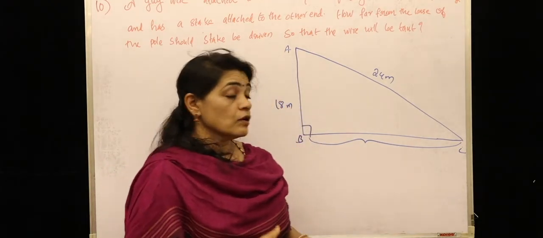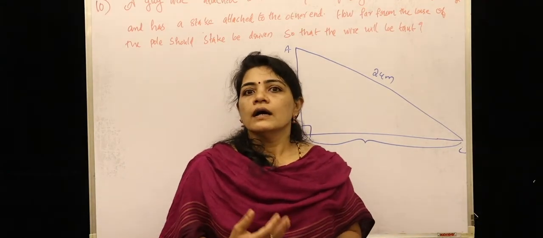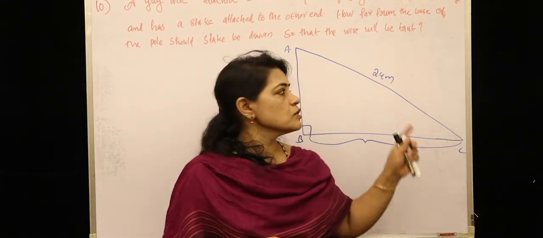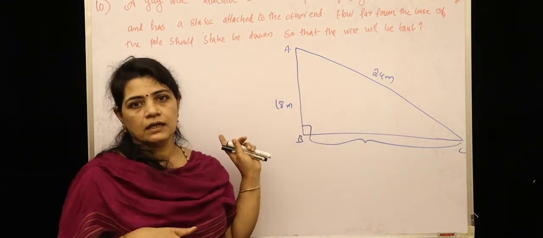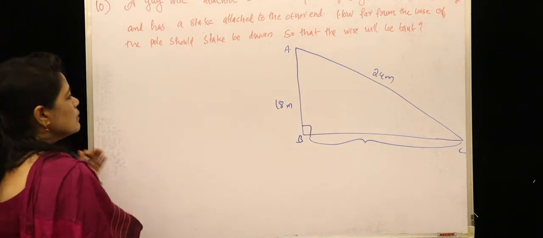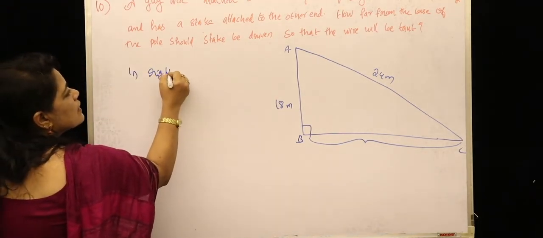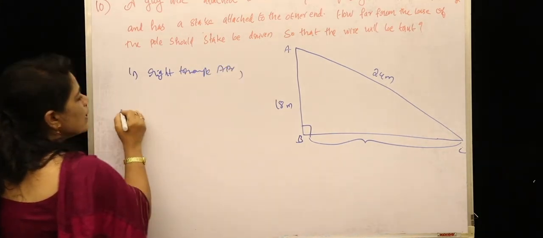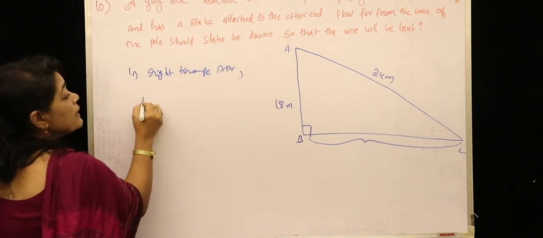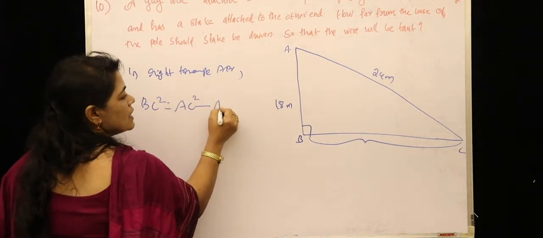Okay, and BC is not the hypotenuse. So we should get the square of one of the sides of the right triangle. That means the square of the hypotenuse minus AB square, the square of the other side. So it's a very simple problem. In right triangle ABC, by Pythagoras theorem, BC square equals AC square minus AB square.